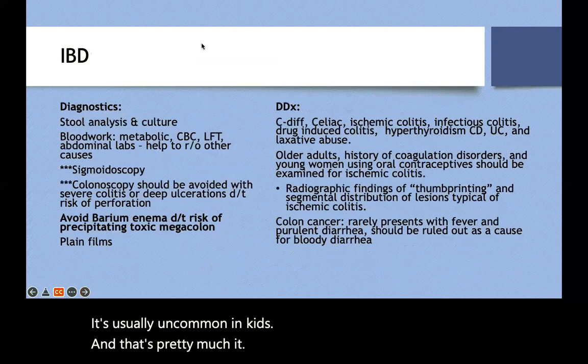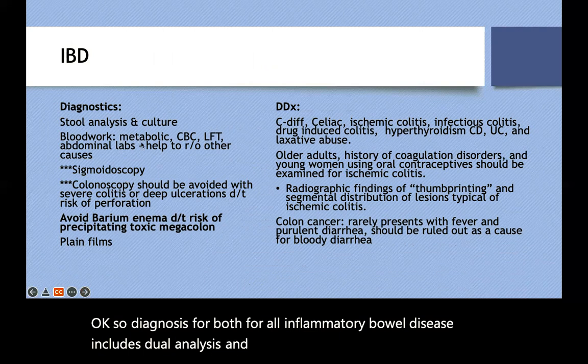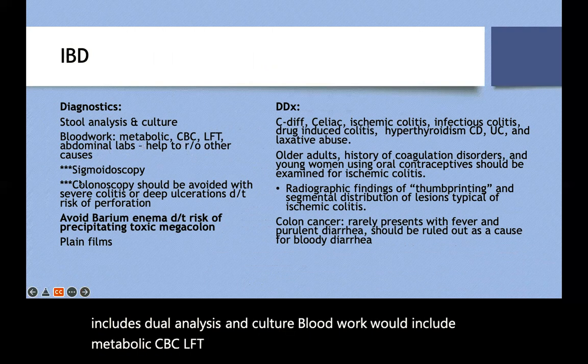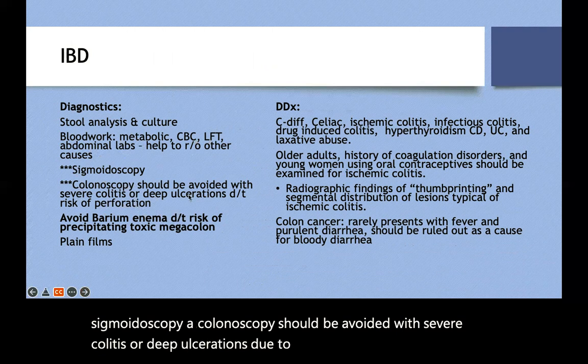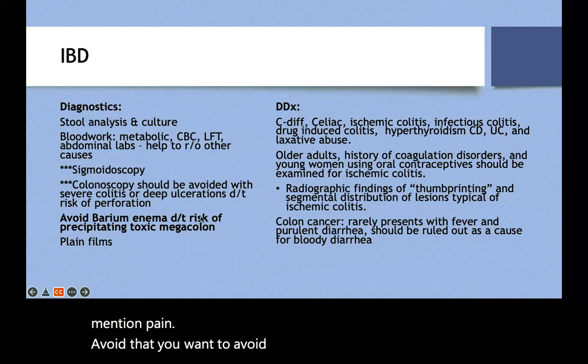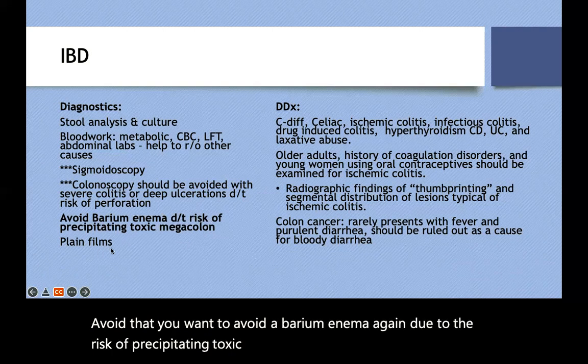Okay, so diagnoses for all inflammatory bowel disease include stool analysis and culture. Blood work would include metabolic, CBC, LFT, abdominal labs to help rule out other causes. Sigmoidoscopy. A colonoscopy should be avoided with severe colitis or deep ulcerations due to the risk of perforation, not to mention pain. You want to avoid a barium enema, again, due to the risk of precipitating toxic megacolon. We want to get some plain films.